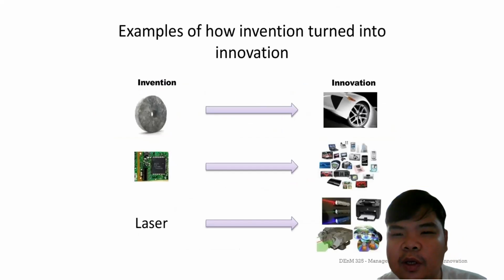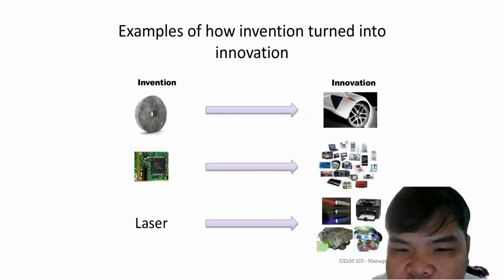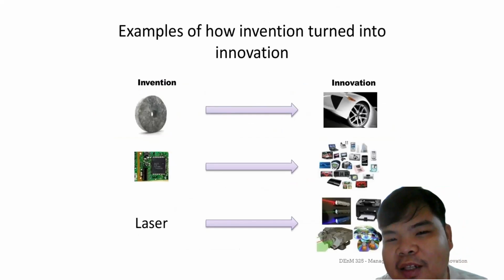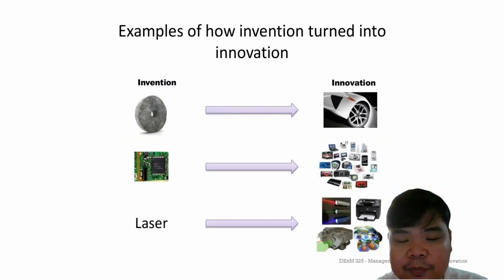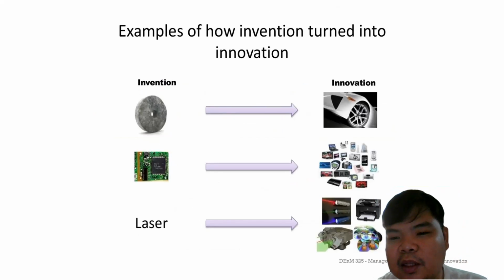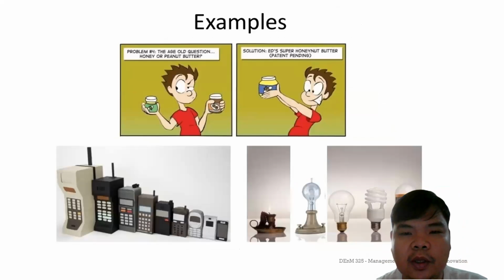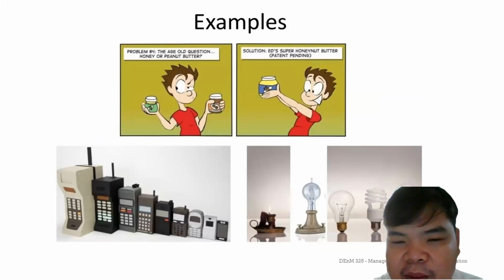So examples of how invention turned into innovation. For example, here there is a rock, then they innovated it, so now we have lots of wheels. Then from chips to different embedded systems. Then from the laser, lots of applications of lasers nowadays. One more, we have here combining peanut butter and honey, so there is this honey butter.